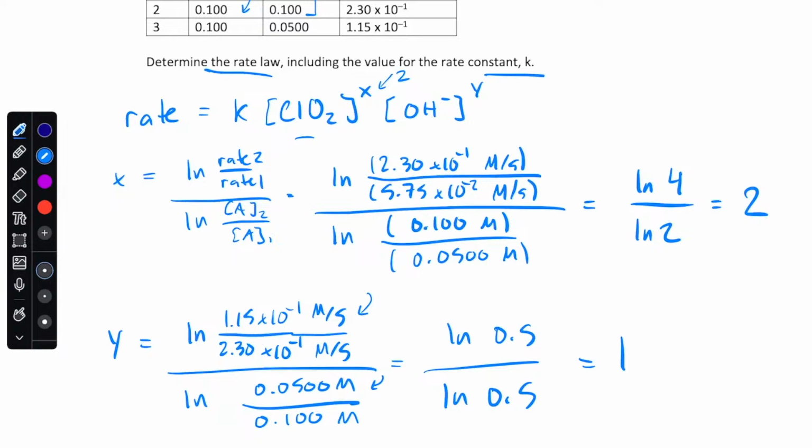I just guess for someone else, something like bigger over smaller values. Yeah, no. Always make sure that whatever's on top, in terms of the rate and the concentration, they both have to come from the same line.